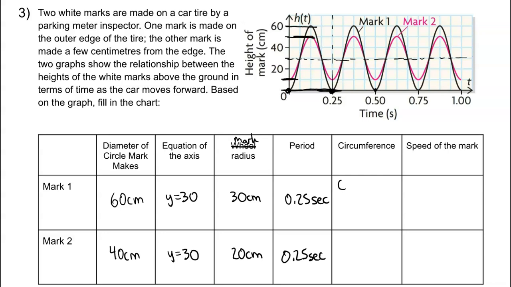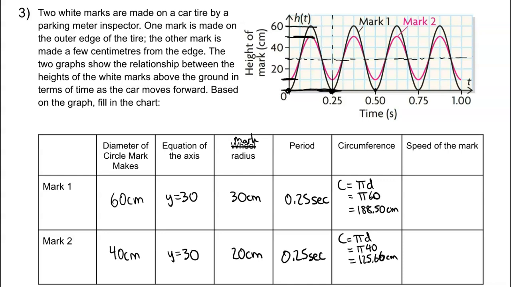The circumference that the mark travels is going to be different because the inside mark is going to go less distance than the outside mark. But the circumference is always measured by taking pi and multiplying it by the diameter. So pi times 60, we end up getting a value of 188.50, and that's units of centimeters because this is a height of the mark in centimeters. And to calculate the circumference of the second mark, the diameter of that was 40, so pi times 40 gives us 125.66, again, units in centimeters, 125.66 centimeters.